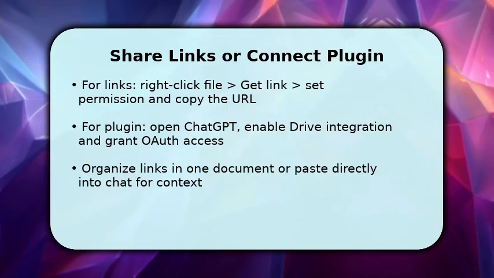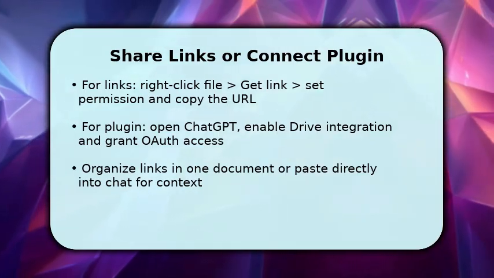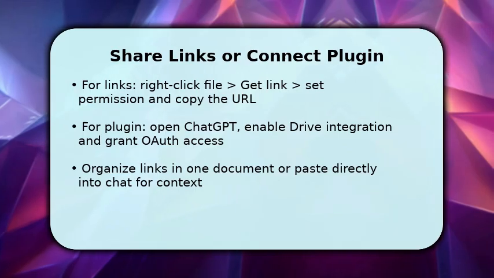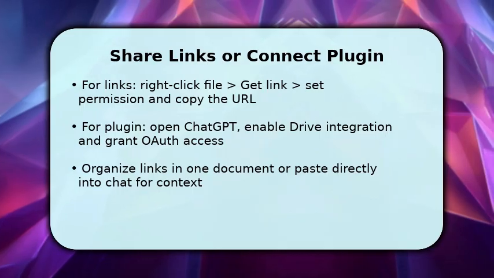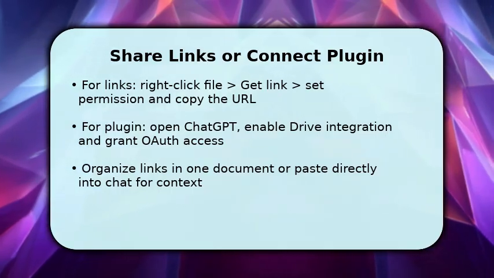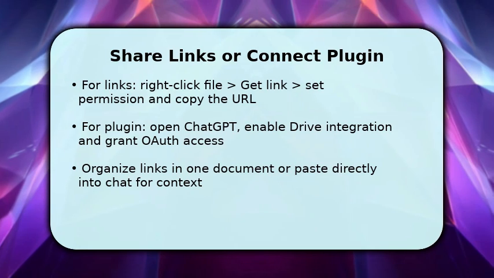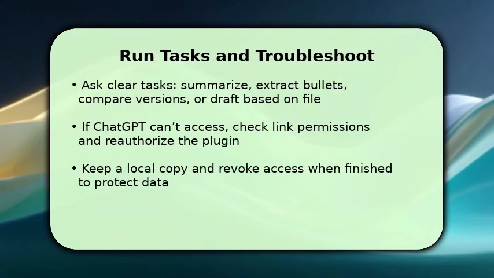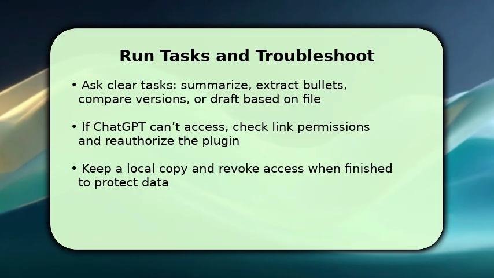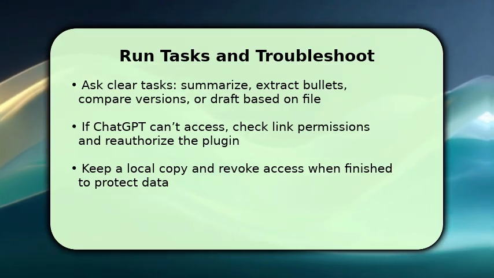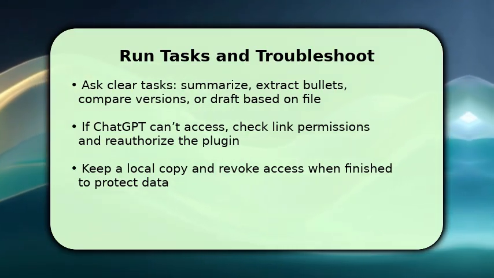Once connected, paste links or reference files in a single prompt to give context. Make sure to name files clearly and, if needed, add a short instruction like, "summarize this doc," so ChatGPT knows the task and target file. Finally, run the task. Ask ChatGPT succinctly what you want. Summarize, extract bullets, compare two files, or draft an email using document content.